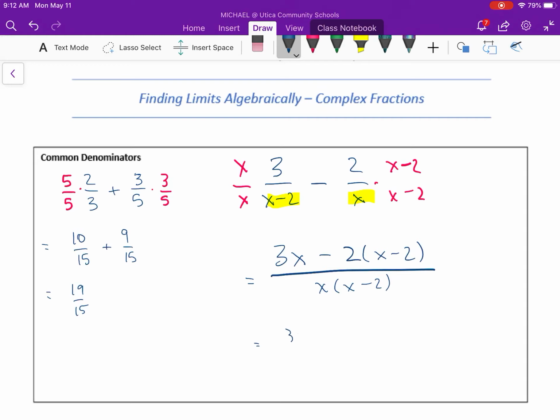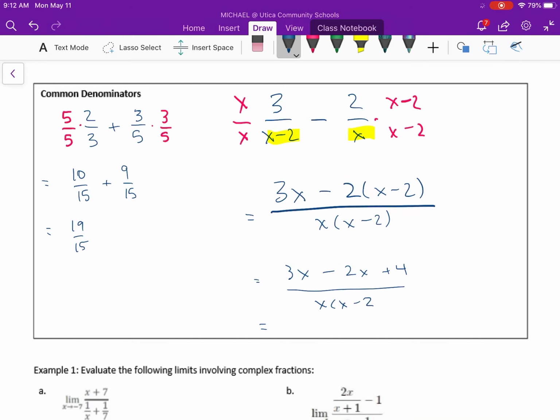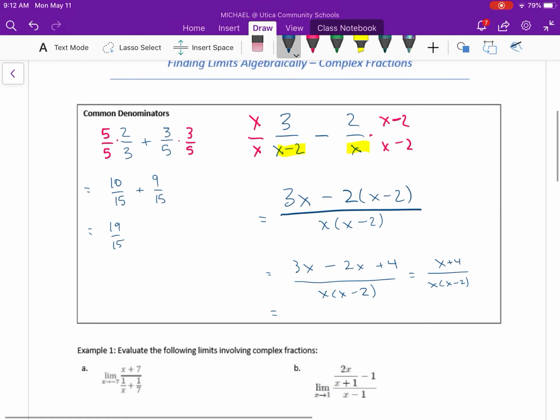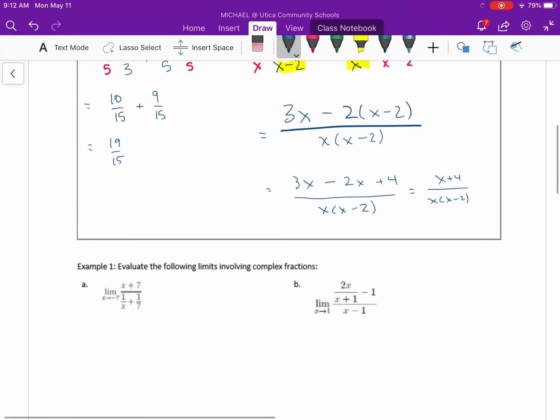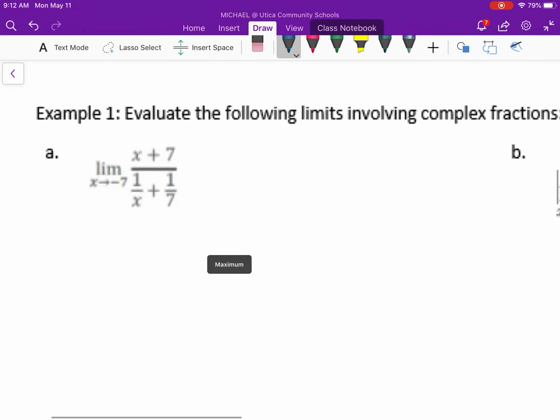Alright, so now to simplify the top, I get 3x, and then I need to distribute this, and when you have a minus, you've got to remember to distribute the negative. So I end up with minus 2x, and then plus 4 over x times x minus 2, and the top simplifies to be x plus 4 over x times x minus 2. So again, nothing cancels out in this case, but later on in the examples that you'll see, they probably will. So with that kind of background knowledge on common denominators, let's take a look.